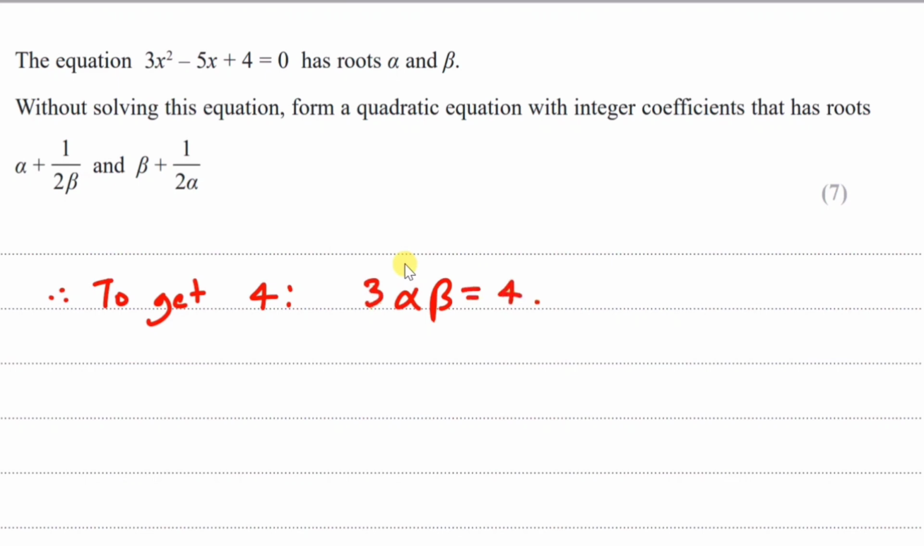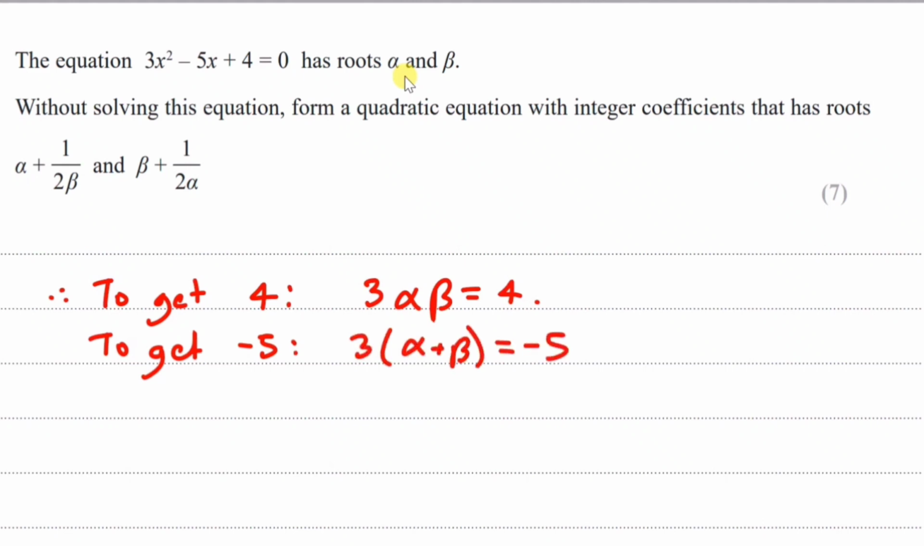So that's one equation. Now the second one we also need to find is the middle part, the b term. If we add up these two roots, it should equal that. But because you've got, again, 3 here, you've got to multiply them. So to get minus 5 here, it's going to be 3 times alpha plus beta, your two roots, and it'll give us minus 5.